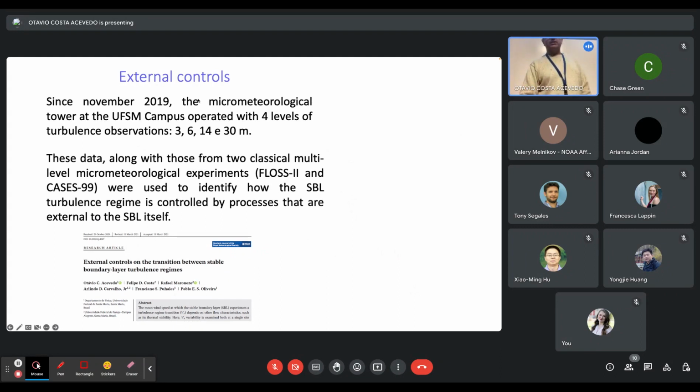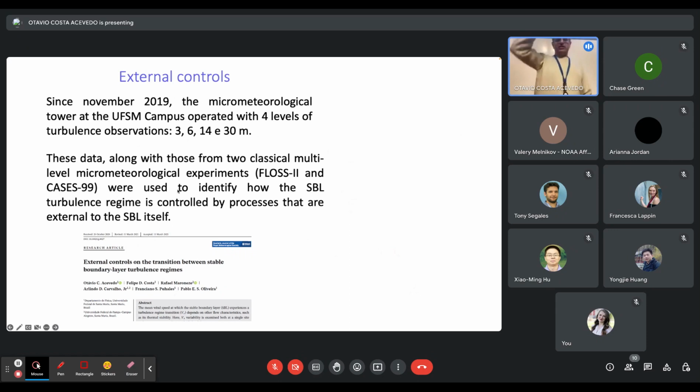It's still operating, not with the same configuration, but in 2019 it was operating with four levels of turbulence observation: 3, 6, 14, and 30 meters. So I had data from these two classical experiments, FLOSS and CASES-99, which is the one from the plot by Jielun Sun. FLOSS I showed already.